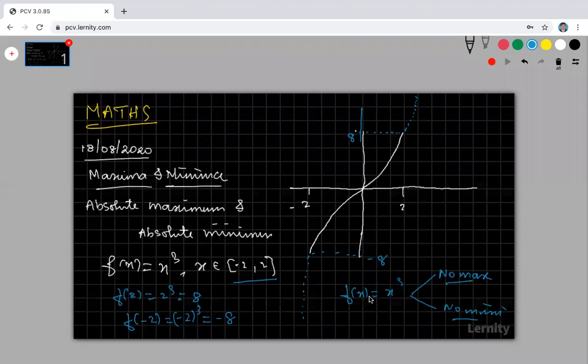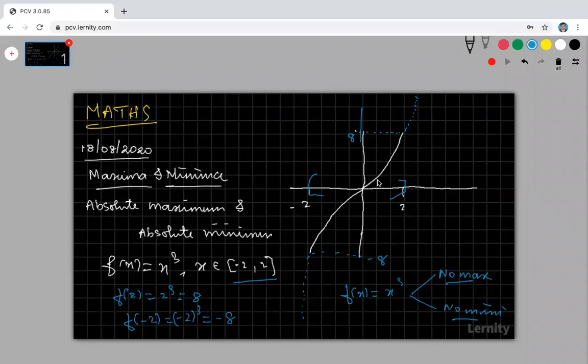My f of x equal to x cube, but this is for the entire real numbers. But if I take my x values between minus 2 to plus 2, I get the maximum value plus 8 and the minimum value minus 8. How to find this? Using the graph only, we have to find the absolute maximum and minimum in this particular interval, sir? No, we have a procedure.